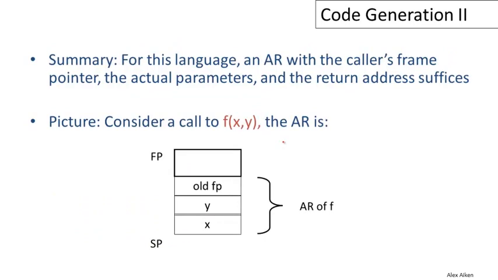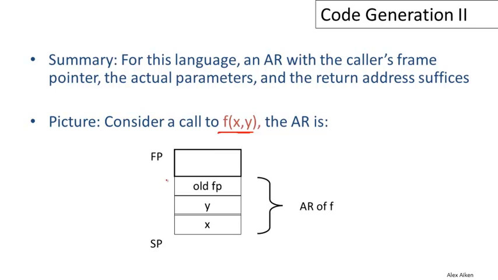All right, so to summarize, for this language, an activation record that has the caller's frame pointer, the actual parameters, and the return address will be sufficient. So let's consider a call to the function f that has two arguments x and y. Then at the time the call is performed, before we start executing the body of the function, this is what the activation record will look like.